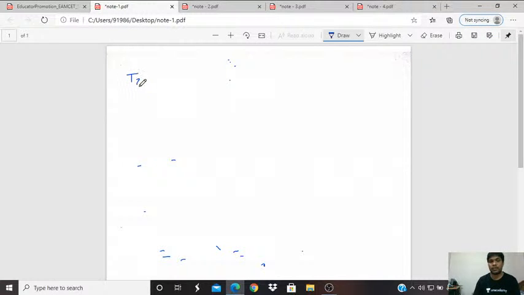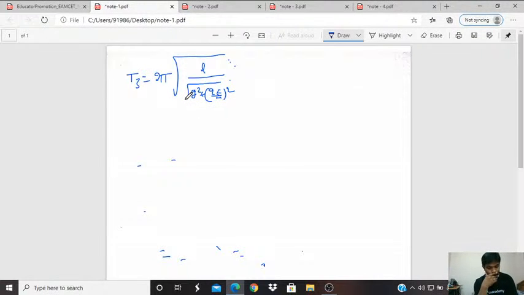So time period is 2 pi root of L by, what is that? Root of G square plus QE by M whole square. This is the new time period. Okay.